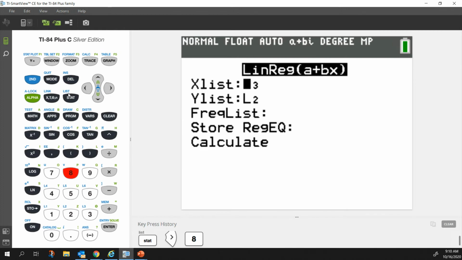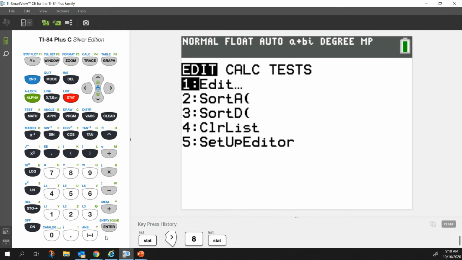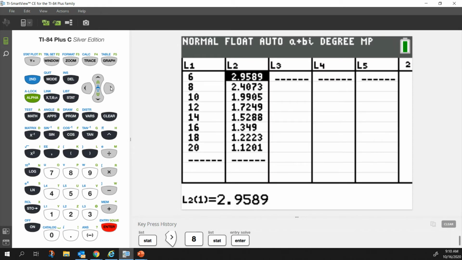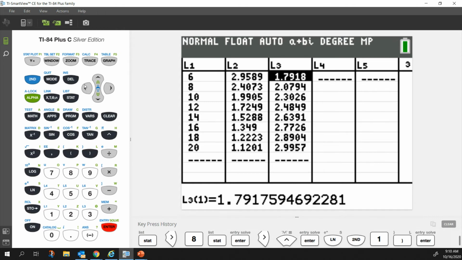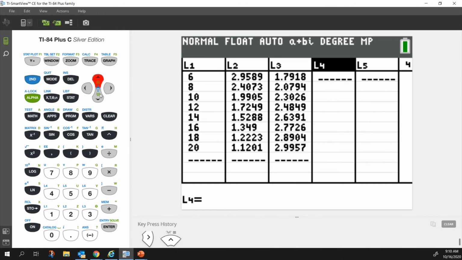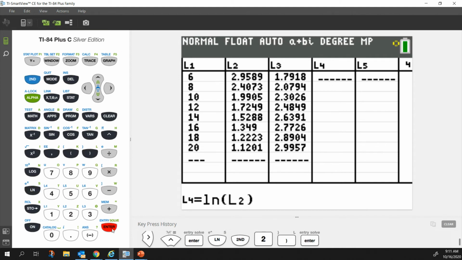I'm going to take the, whoops, sorry, not that yet. I need to go back to my list. So I'm going to hit stat, go to edit. I'm going to go over to L3. Make sure it's highlighted, make sure it's blinking. This time I'm going to take the natural log of L1. It does not matter which one you choose if you're doing it by yourself. However, you have to be able to start this process at any point, so you need to be able to work with natural logs or logs. And now I'm going to natural log the y's, so natural log L2.